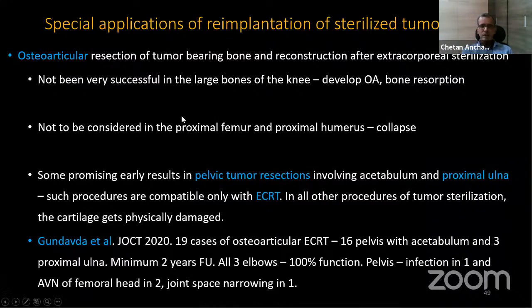There are certain special applications of re-implantation of sterilized tumor bone. People have tried osteoarticular resection of tumor-bearing bone and reconstruction after extracorporeal sterilization. It has not been very successful in the large bones of the knee. They develop osteoarthritis, bone resorption, etc. It is certainly not to be considered in the proximal femur and proximal humerus. They collapse and go into avascular necrosis.